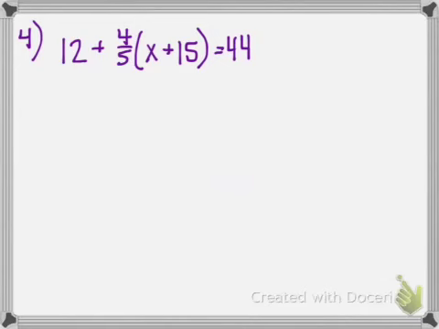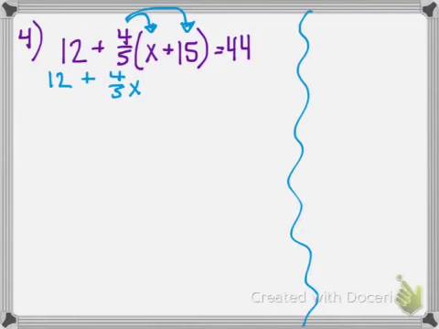12 plus 4/5 times the quantity of x plus 15 is equal to 44. First, I know I have to distribute the 4/5 to the x and to the 15 because I see those parentheses. So I'll bring down my first 12, and then plus 4/5 times x is 4/5 x. And now I have to do 4/5 times 15, so I'm going to show my work here off to the side.